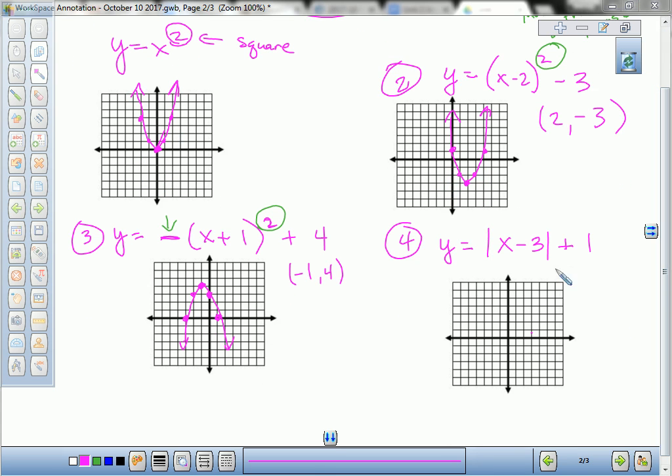All right, so here's an absolute value. Where do I start on this function? Where does it move to? 3, 1. Okay, so I go over 3, I go up 1. Now, I look at the function. Those bars tell me to take the absolute value. What is the absolute value of positive 1? 1. What is the absolute value of negative 1? 1. What is the absolute value of positive 2?